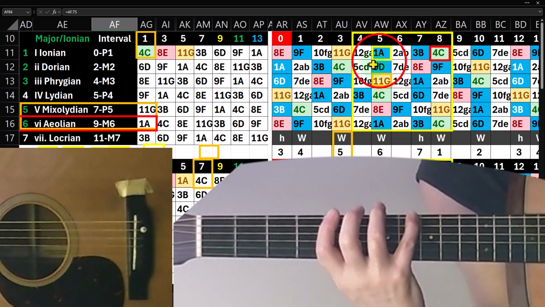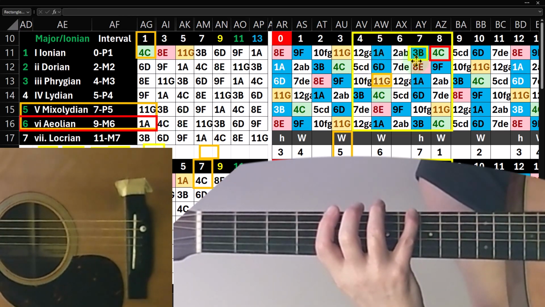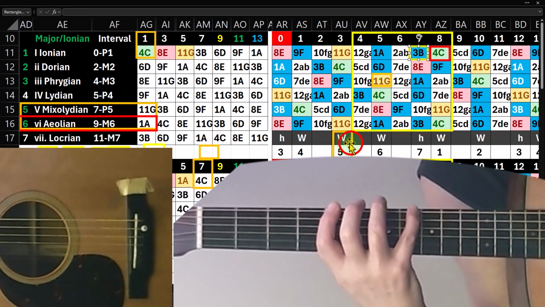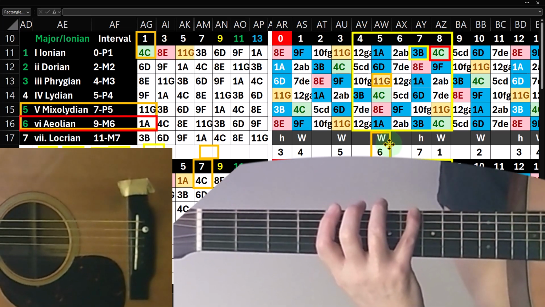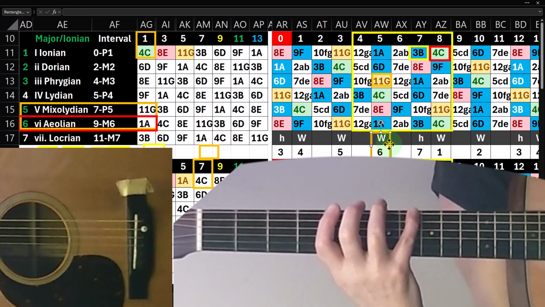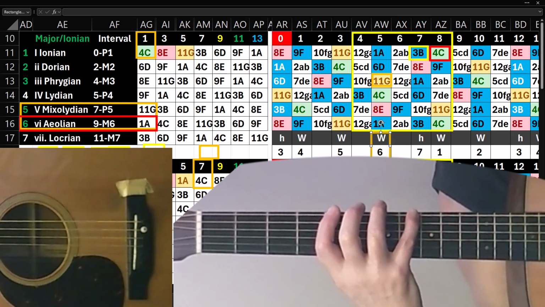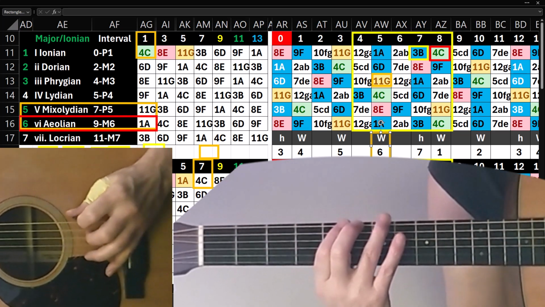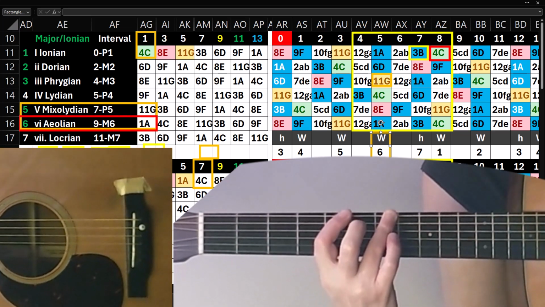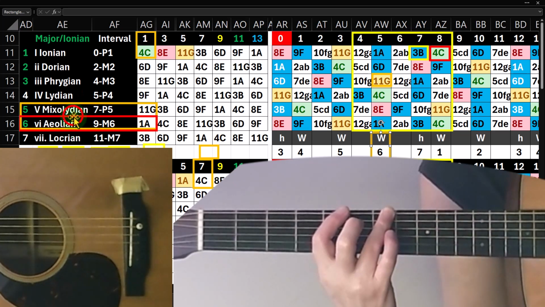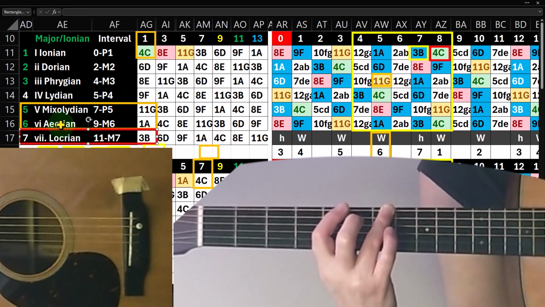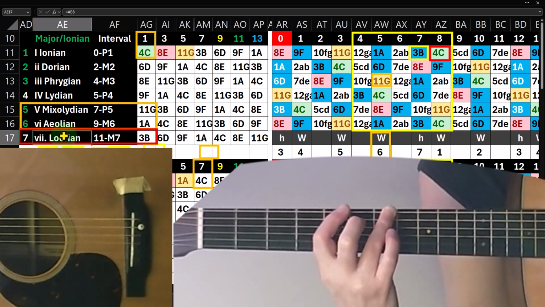All right, so let's go from there. Now let's go from the 6. From the 6 is going to be a whole step to the 7. So we're on the A to B, and we went from the 6 to the whole step of the 7, which is going from absolute mode number 6, Aeolian, to absolute mode number 7.